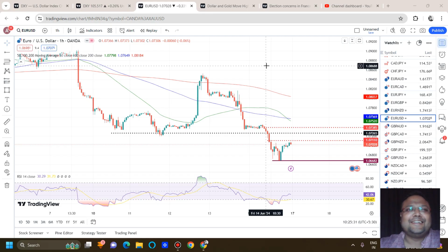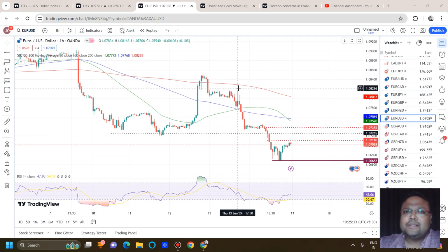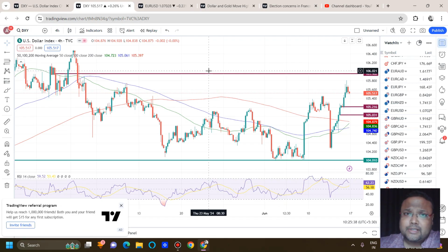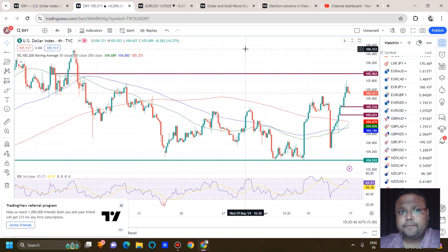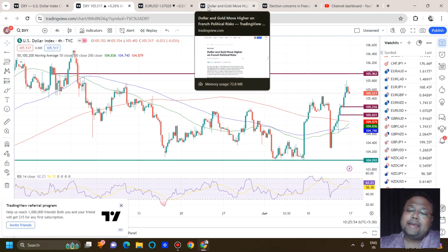So let's get started. My dear friends, yesterday we got to see some sudden upside on dollar index, as a result of which we saw selling pressure on Euro USD and GBP USD. To be honest, I was looking for answers, but I was unable to find a proper answer for why we got to see sudden upside on dollar. And finally, I have the answer.